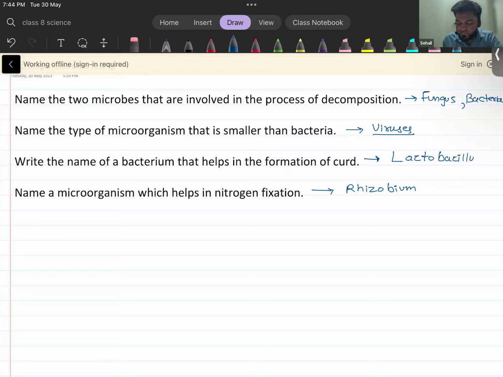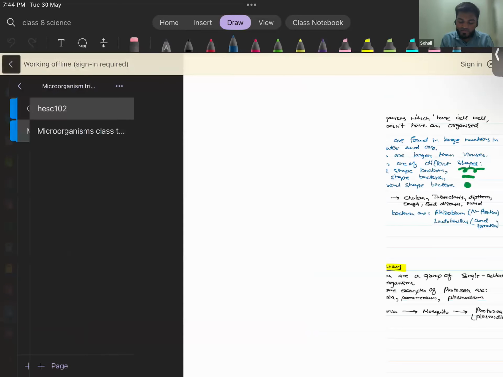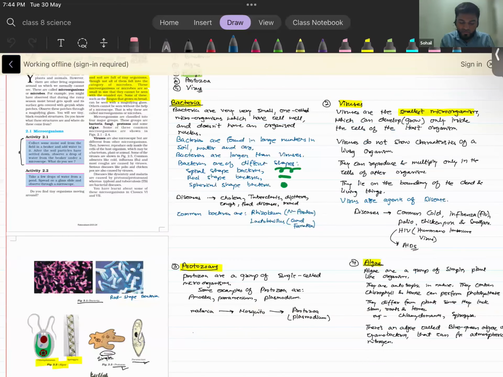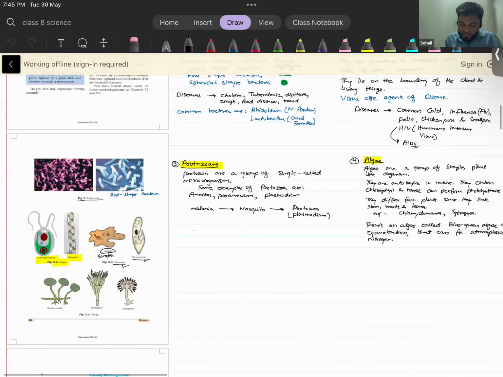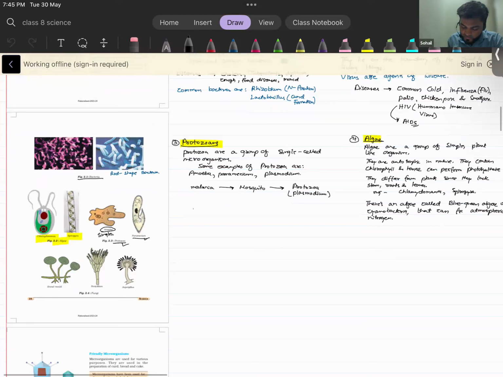Lactobacillus. What is the spelling? L-A-C-T-O-B-A-C-I-L-L-U-S. That is lactobacillus that helps in the formation of curd. What is curd? That is dahi. Yes, sir. All right. Coming back to our chapter, we were going to discuss fungus, the fourth classification of microorganism.